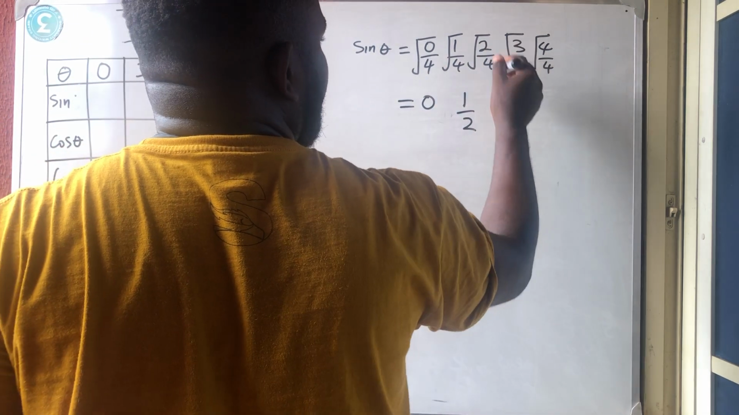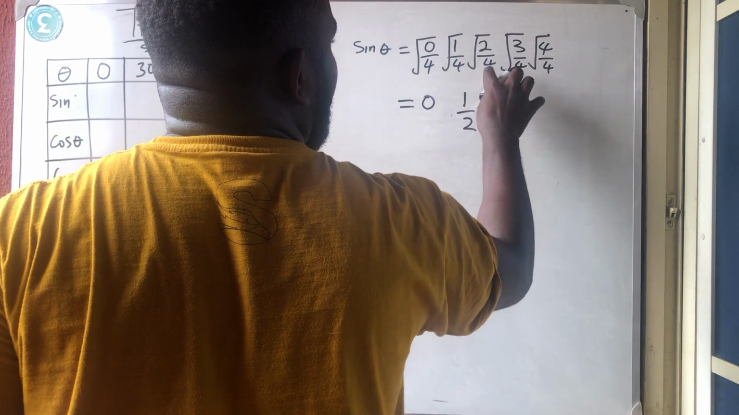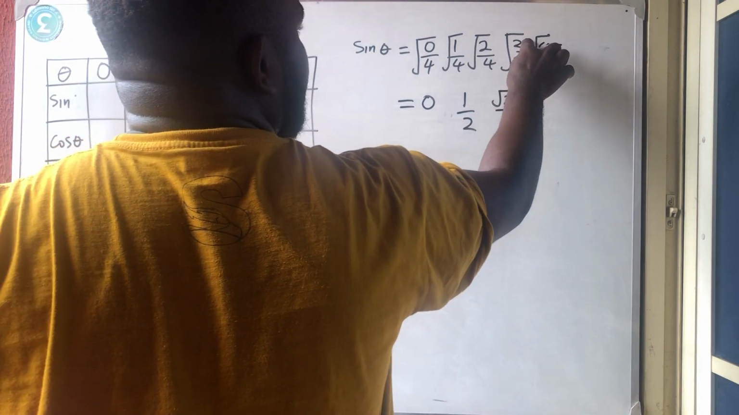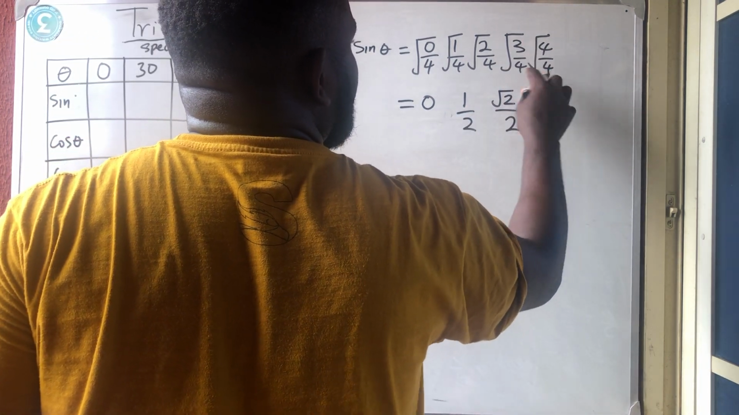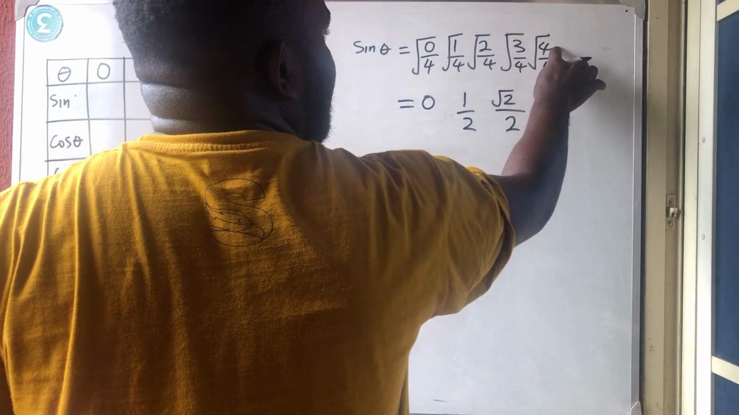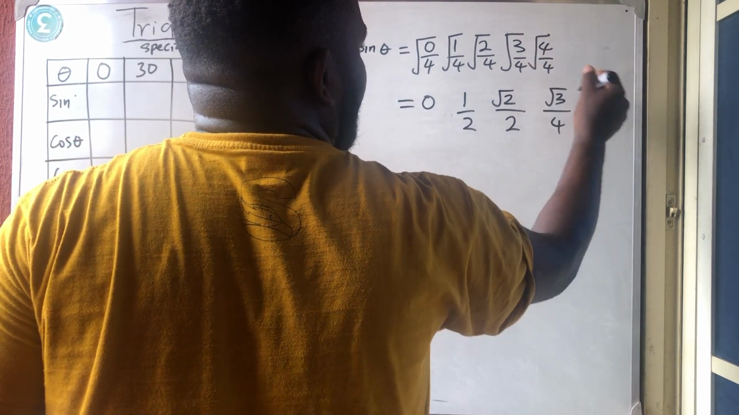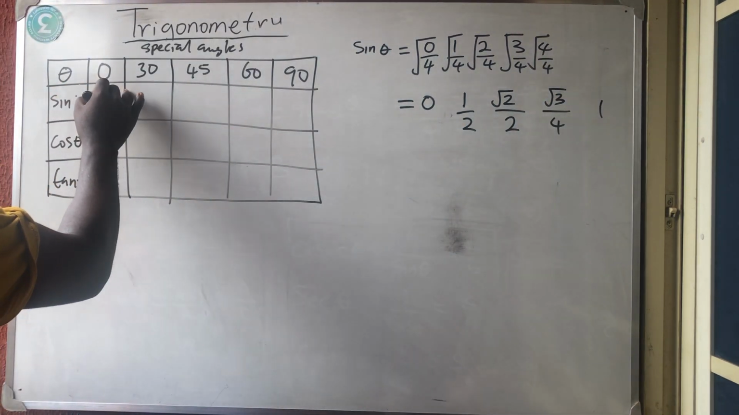Square root of 2, we don't know it, so it will be root 2. But square root of 4 is what? 2. Square root of 3, we don't know it, it should be root 3. But square root of 4 is what? 2. 4 divided by 4 is 1. Square root of 1 is 1. So just come and put it here. So the answer is what?